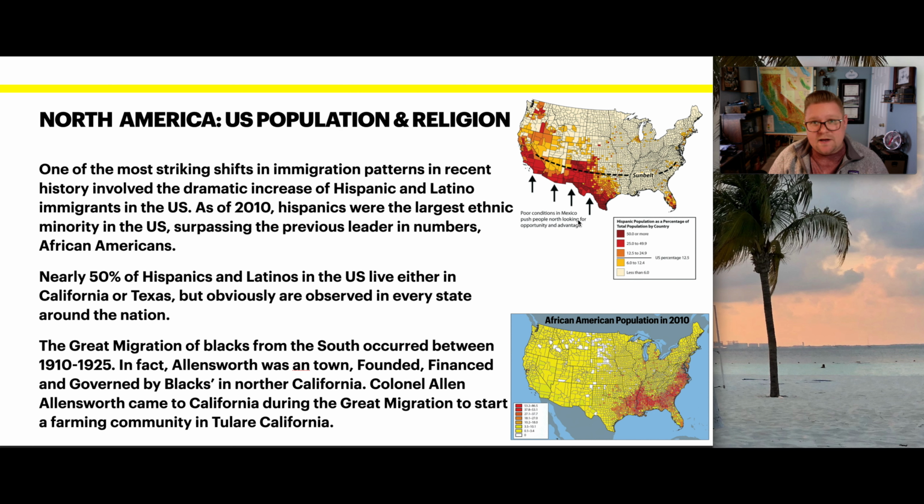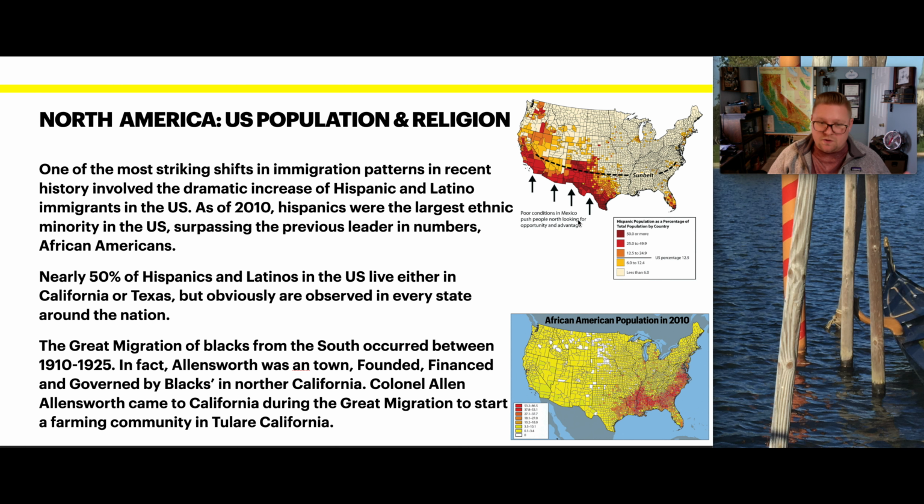Now, the Great Migration of Black people from the South occurred between 1910 and 1925, obviously post-Civil War, and as an example, I picked the town of Allensworth, which was founded in California. Their slogan was founded, financed, and governed by blacks. It was in Northern California. Colonel Allen Allensworth came to California during the Great Migration to start a farming and agriculture community in Tulare, California. And so we saw this really interesting flux of people that were migrating.